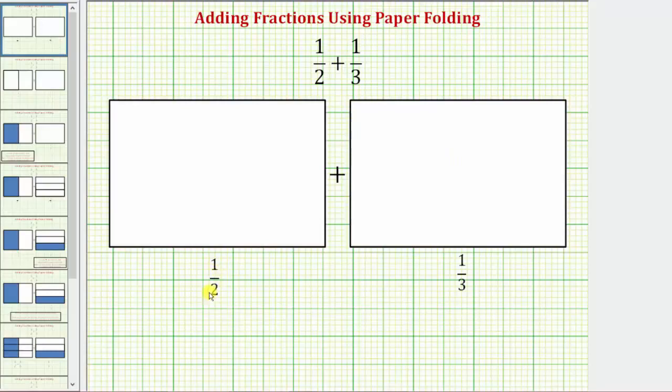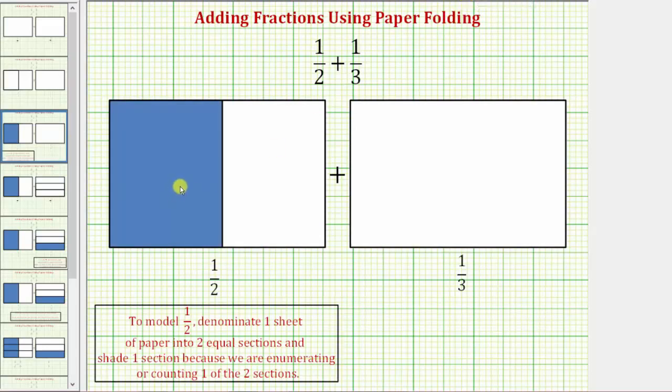To model the fraction 1/2, we want to fold the paper so that we have two equal-sized sections, or two equal-sized pieces. So let's make one fold vertically, which would look like this. If we fold the paper vertically here, notice how we now have two equal-sized sections. And because the numerator is 1, for the model for 1/2, we shade one of the two equal-sized sections, or equal-sized pieces. So this is the model for 1/2.